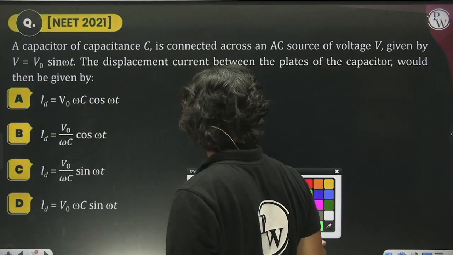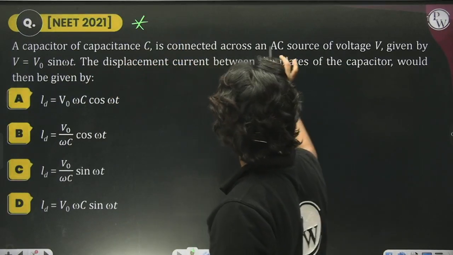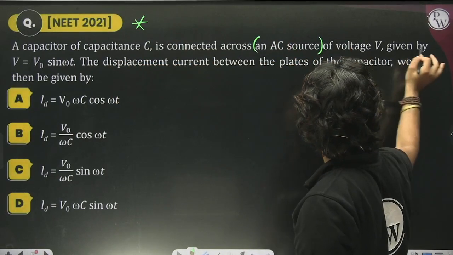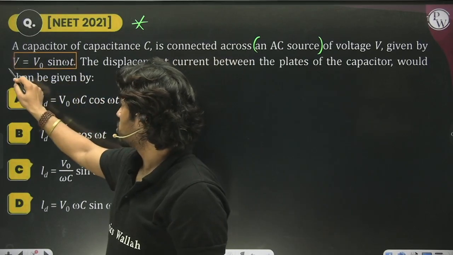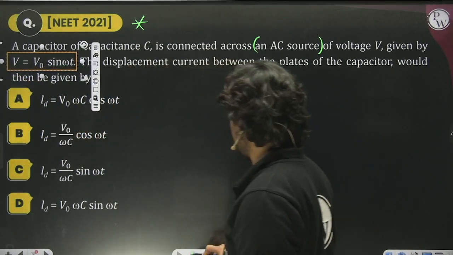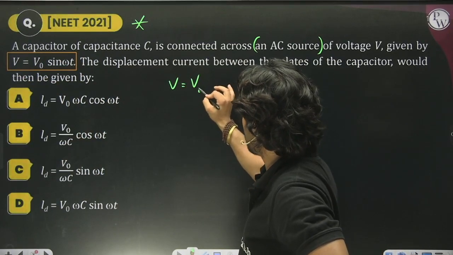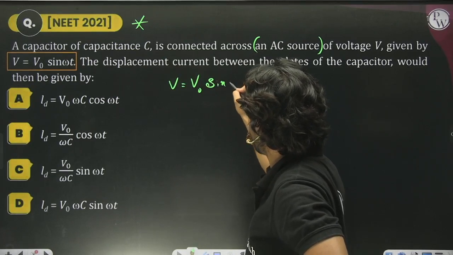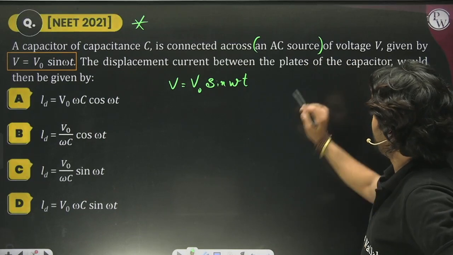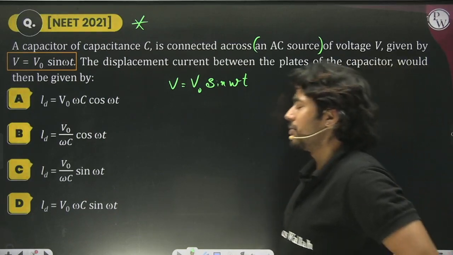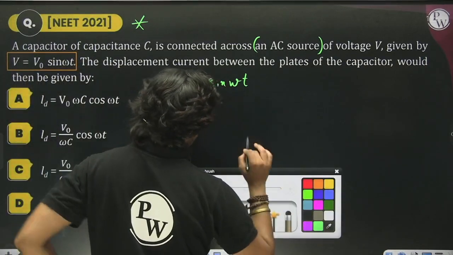Have a look at what the question says. A capacitor C is connected across an AC source of voltage V, given by the expression V equals V naught sine of omega t. The displacement current between the plates of the capacitor would then be given by which expression? You need to find the expression for the displacement current.